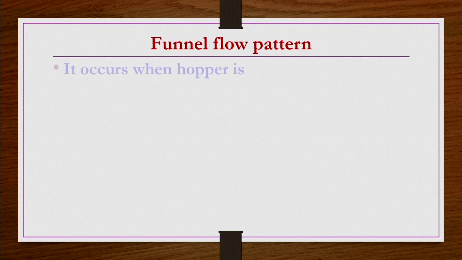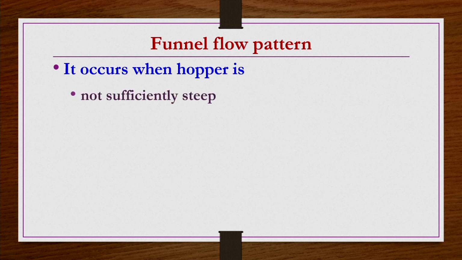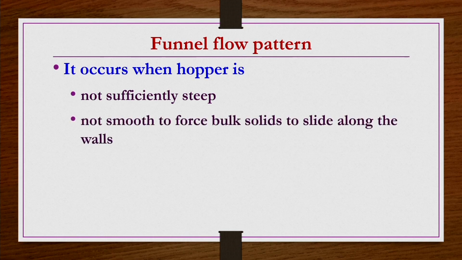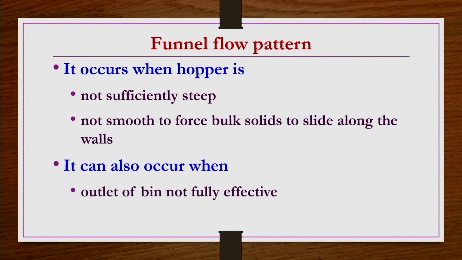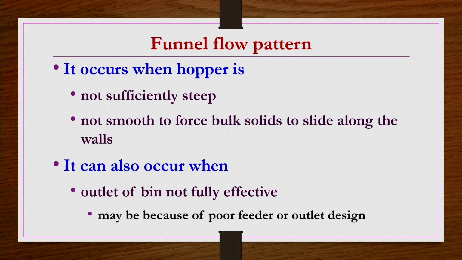Then the next one is the funnel flow pattern. It occurs when the hopper is not sufficiently steep, or the wall surface of the container is not smooth enough to force bulk solids to slide along the walls. It can also occur in other conditions where the outlet of the bin is not fully effective, maybe because of poor design of the feeder or outlet. So if the outlet is not fully effective, then also it is possible that you may have the funnel flow pattern. So what is the funnel flow pattern?